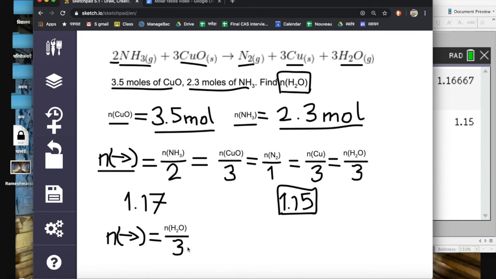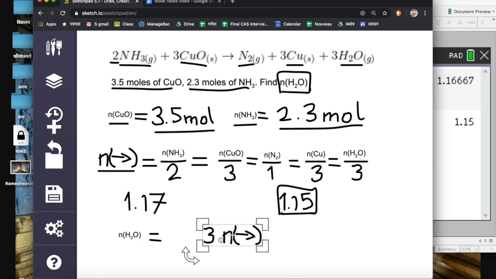So I've isolated water and the number of moles of reaction into this one simple equation from the equations above. Now we can simply rearrange this by multiplying both sides by 3 to get the number of moles of water is equal to the number of moles of reaction multiplied by 3, as shown here. We also know that 1.15 moles of reaction take place. Therefore, we can calculate the number of moles of water that are produced from this reaction by multiplying 1.15 by 3.